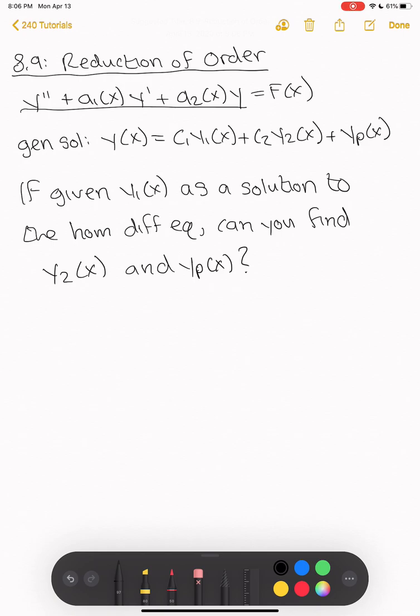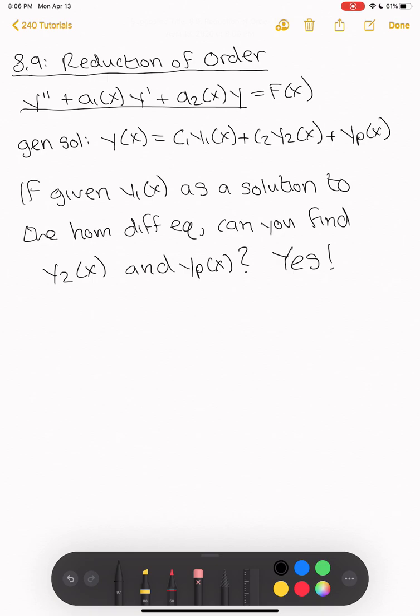And it seems really far-fetched, right? How are we going to figure out what the other linearly independent solution is? And in particular, how are we going to figure out what y sub p is if we're only given the solution to the homogeneous differential equation? The answer is actually yes, and it's really cool. How do you do it? Well, you use reduction of order.